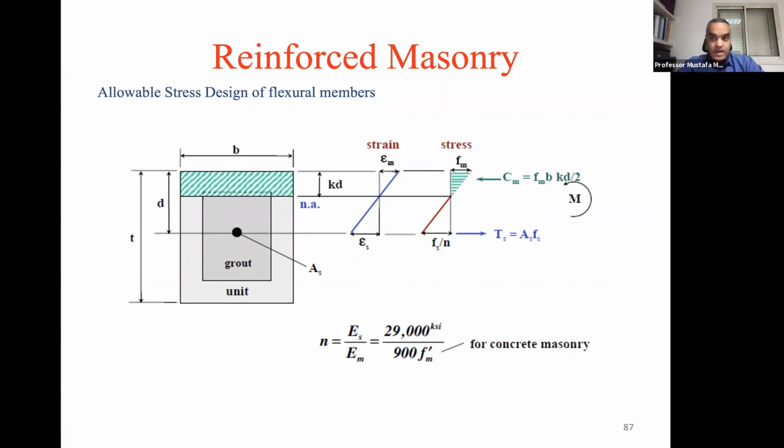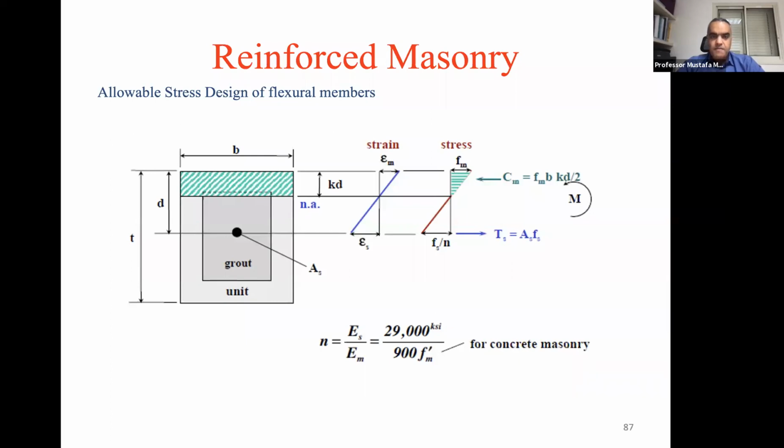It's not Fy, it's not the yield. We don't know if the steel is going to yield or not. So N is the modular ratio between the steel and the masonry. The modulus of elasticity for the masonry is 900 times F prime M. That depends on the strength of the material.